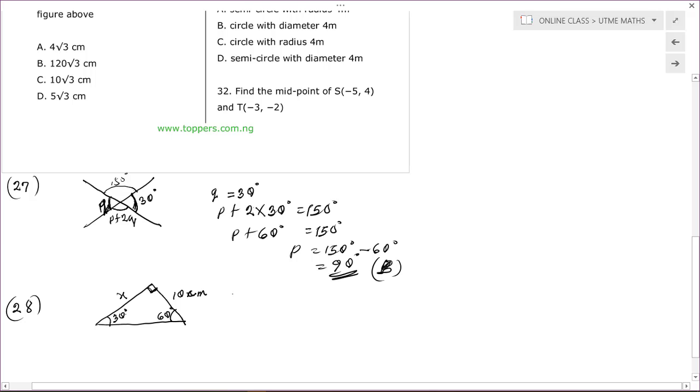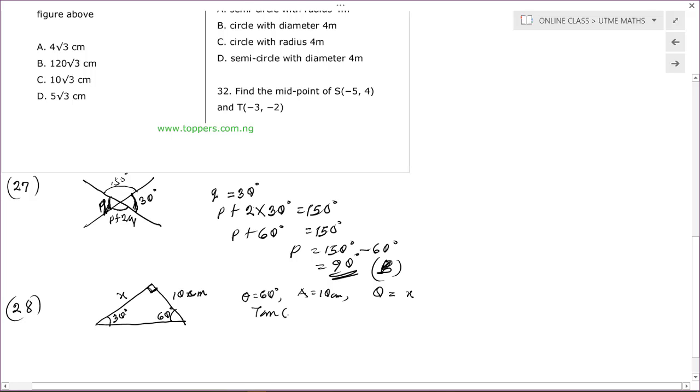We can solve this question in two ways, but let me solve it in one way now. This line here, if I take any of the angles, let me take 60 degrees in this case. If I take 60 degrees here, x will be opposite to 60, 10 will be adjacent to 60 degrees. So if we take our theta to be 60 degrees, it means that our adjacent is 10 centimeter, opposite here is equal to what? X. So from here we now have what now?